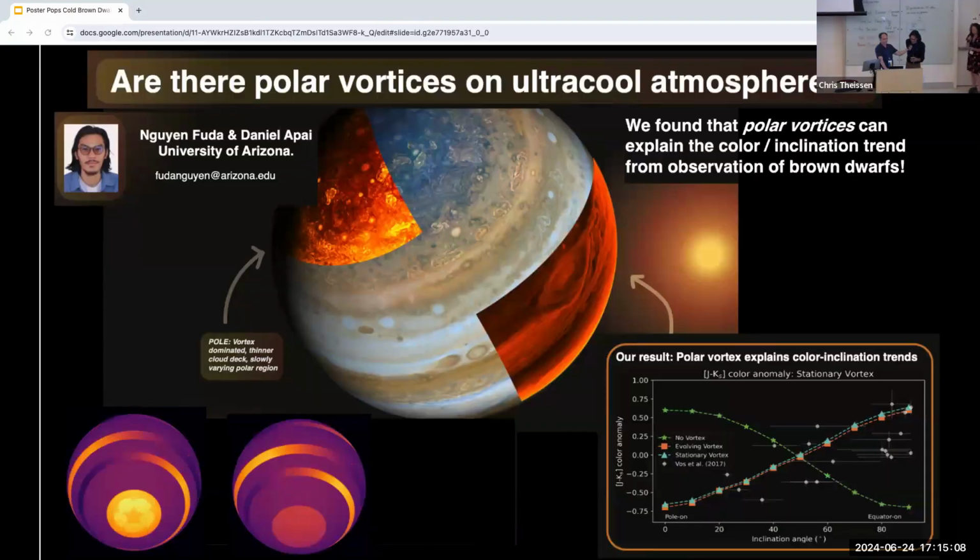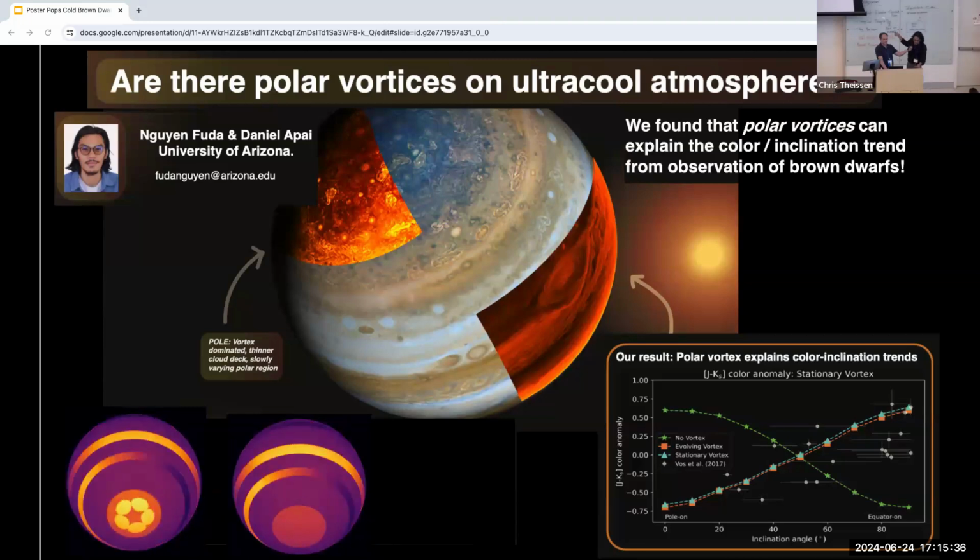Okay. Hi, Fuda Nguyen, second year grad student at University of Arizona, working with Daniel. Are there polar vortices on brown dwarf atmospheres? The answer might surprise you or not. In this work, we created a 3D spatial model of brown dwarf atmospheres that encode different spectra into different latitudes of these objects, assigning different cloudiness from pole to equator, just like on Jupiter, for example. And we simulated time series spectra and show that polar vortices are actually consistent with the color inclination trends that were collected in observations previously. And our model motivated more observations. So yeah, come check out my poster, number 27.